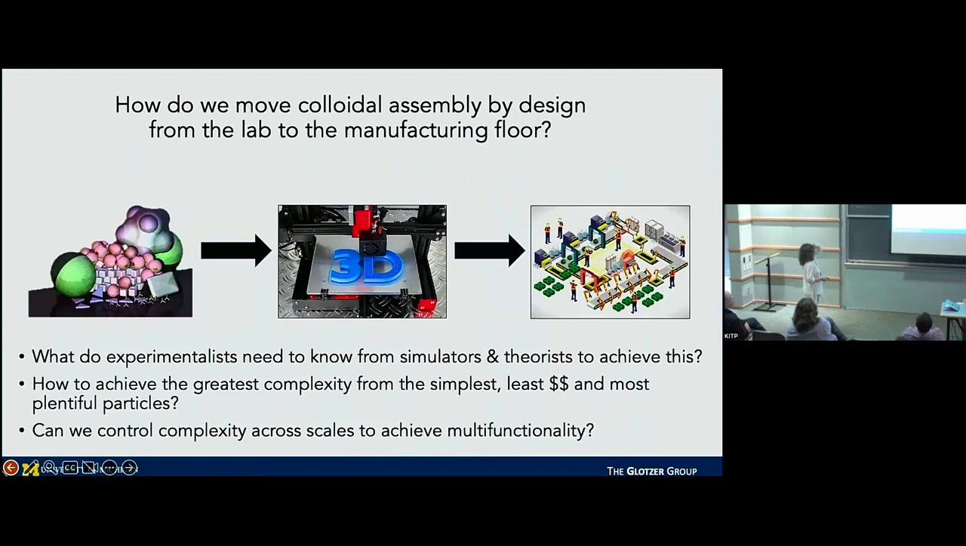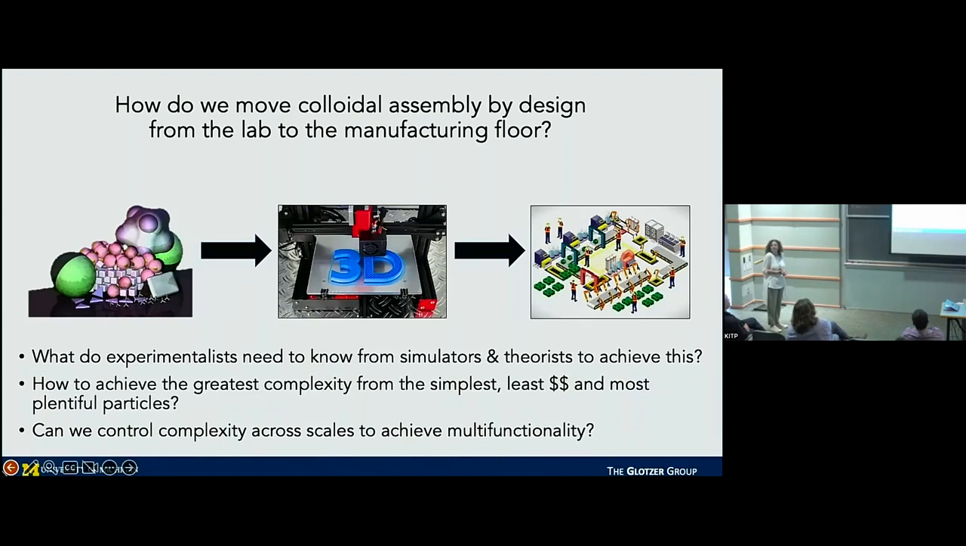So here's the question now, right? There's a lot of really cool physics that we could be talking about, but I'm not going to talk about that today. I want to talk about practically where are we going with patchy particle assembly. Are we going to be able to move colloidal assembly by design from the lab to the manufacturing floor? Are we going to be able to scale up particles that we make, not by the thousands or the millions, but Avogadro's number of particles, for example?